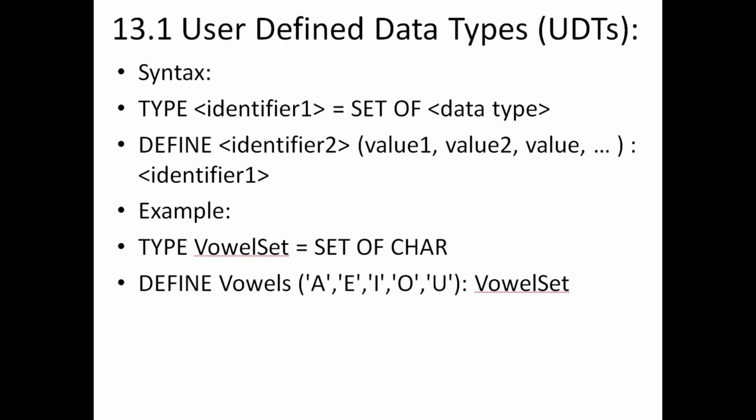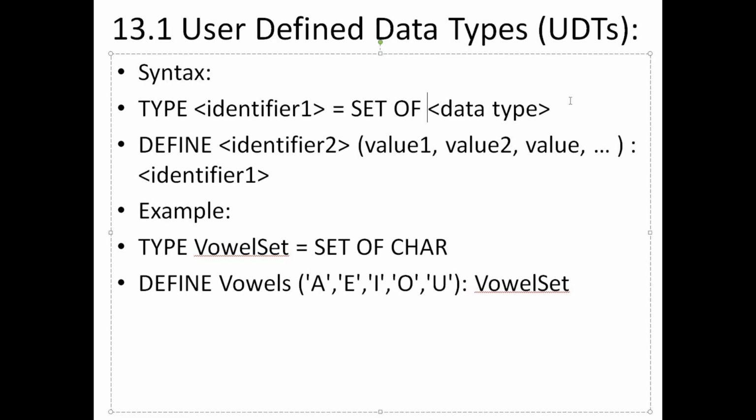Now, how would you declare a set data type? You'll write type, you'll write the name of it, and then you'll write equals to set of, this is a keyword, and then you'll write the data types. Now since this is a composite data type, you can write more than one data type. Over here you can write set of char, set of string, set of integer and string, and so on.